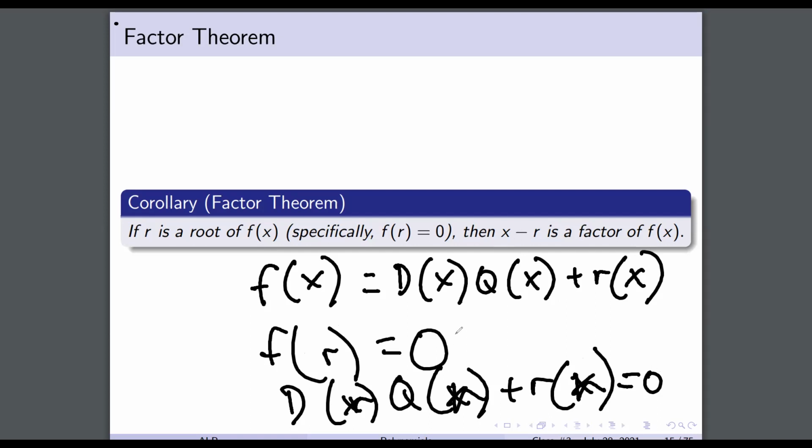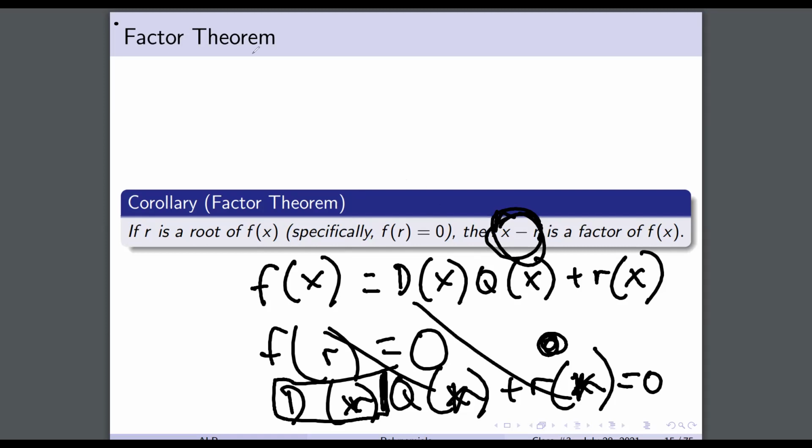In order for this to be 0, the remainder would also have to be 0, and x minus r is basically d of x. When we plug in r, this becomes 0, and then the rest would just cancel out as 0.